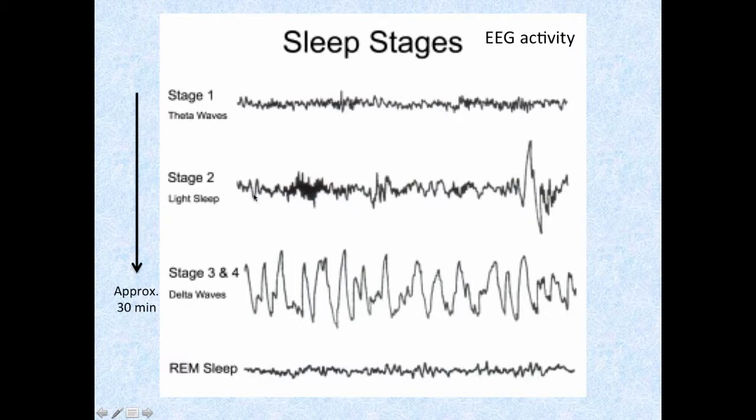Now, during this stage 2 sleep, muscle tone decreases, the eyes slowly roll back and forth, and respiration becomes more regular and slows down. We also see body temperature beginning to fall. With stage 3 sleep, you begin to see these high amplitude waves that we call delta waves.